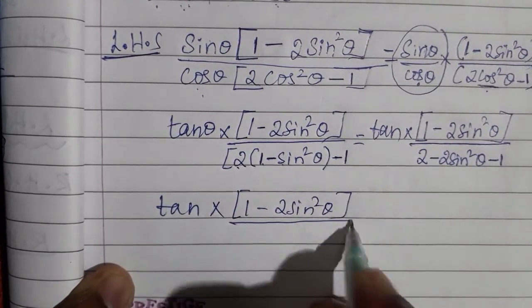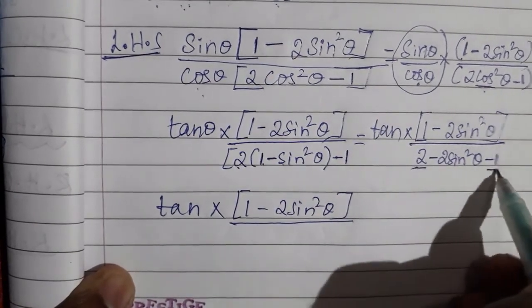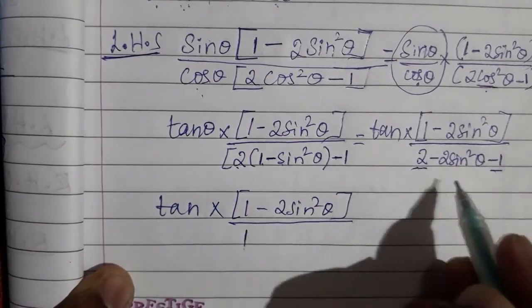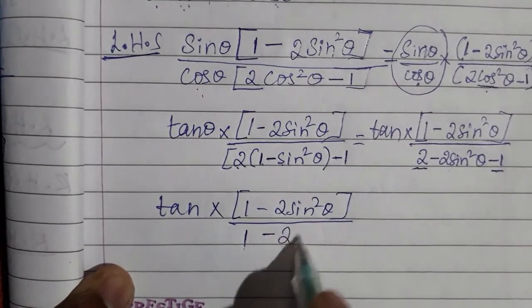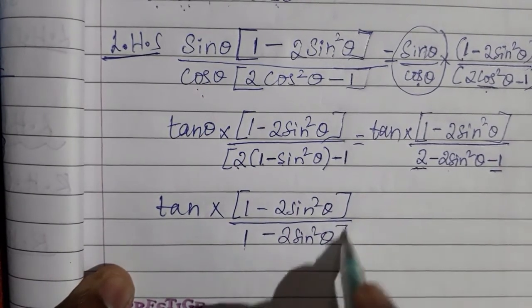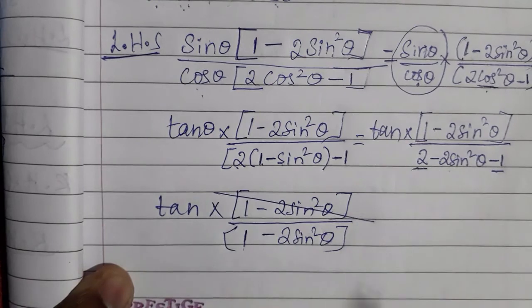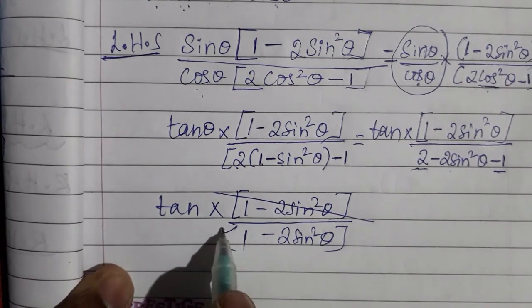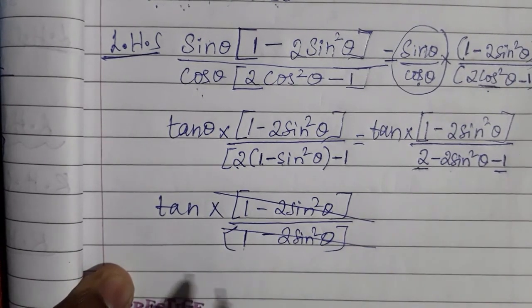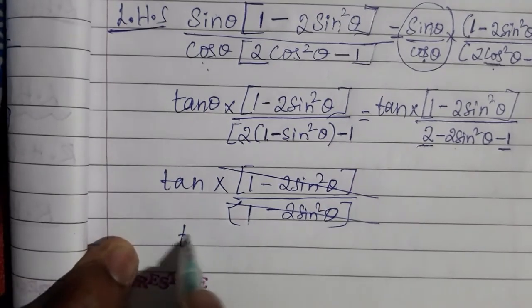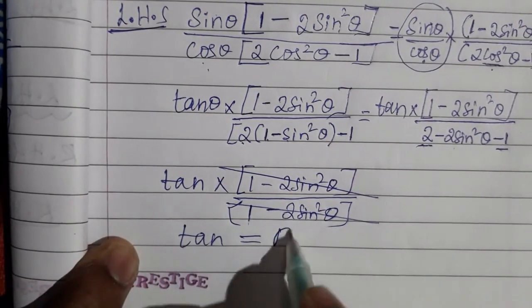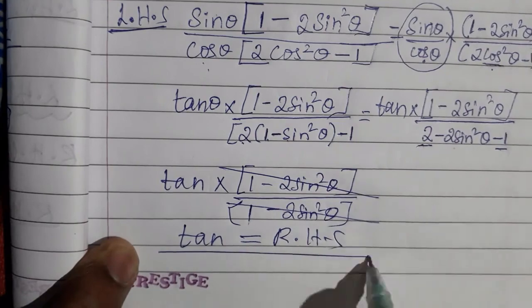Now the last step: tan theta into, what is the numerator, 1 minus 2 sin square theta, close the bracket. In the denominator you have 2 here, and here minus 1. 2 minus 1 is 1. Then what is remaining? Minus 2 sin square theta. Now it is clear. 1 minus 2 sin square theta in the denominator is cancelled. What is remaining? Only tan theta. So that is what I wanted on the RHS. So it is proved.